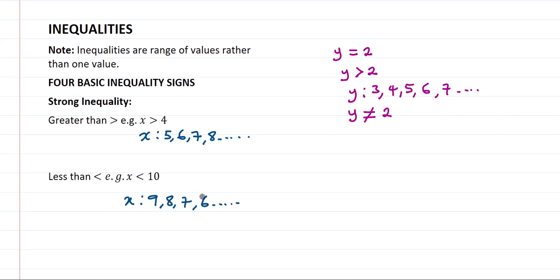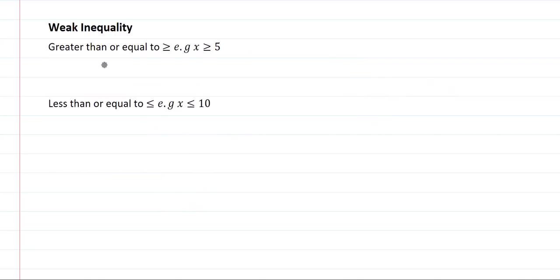Let's go to weak inequality. For the weak inequality, we'll have greater than or equal to, and it's a little bit different from the strong inequality. So we write the symbol in this form, with an equality sign attached to it. When we say x is greater than or equal to 5, it simply means x values start from 5, unlike strong inequality where you skip the immediate number. So we'll start from 5, then 6, 7, 8, 9, and it continues till positive infinity.